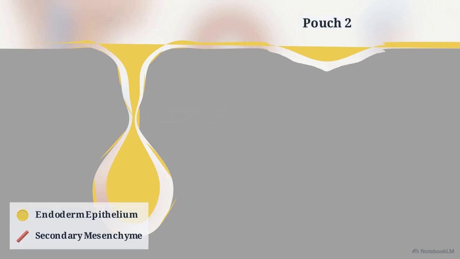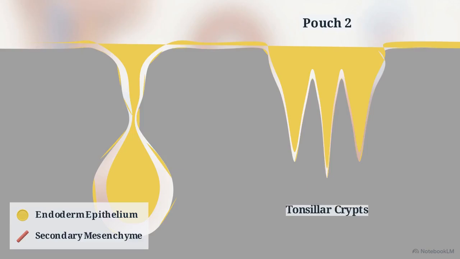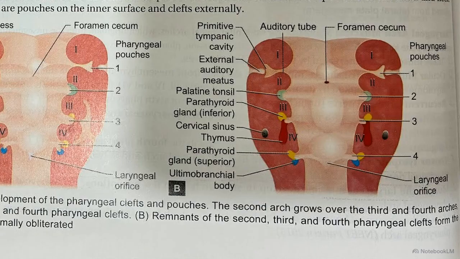Its endoderm proliferates rapidly into the underlying secondary mesenchyme. The central parts of these buds break down to form the palatine tonsil crypts. By 20 weeks, the surrounding mesenchyme differentiates into organized lymphoid tissue, leaving behind a visible remnant known as the supratonsillar cleft. Pouch 3 divides into two functional sections.